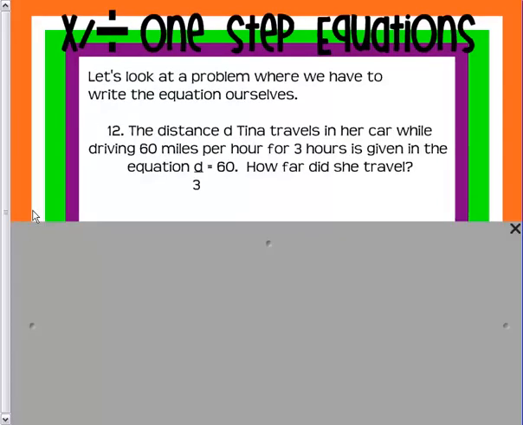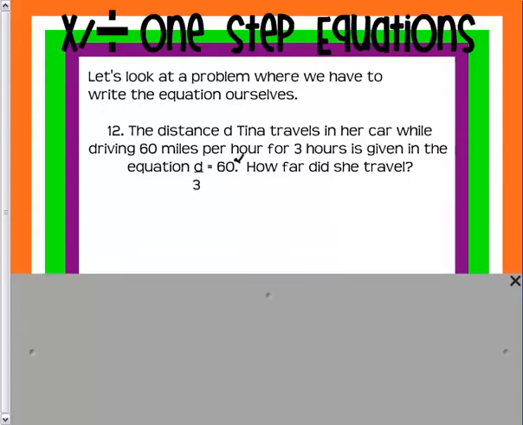All right, so let's look at a problem where we have to write the equation ourselves. The distance D Tina travels in her car while driving 60 miles per hour for 3 hours is given as the equation D divided by 3 equals 60. How far did she travel? Okay, so we know that she's traveling 60 miles per hour, which is right here, and in 3 hours, she traveled a certain amount. How do we figure this out?